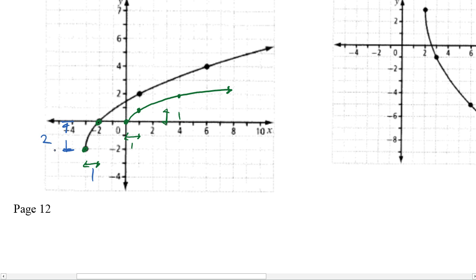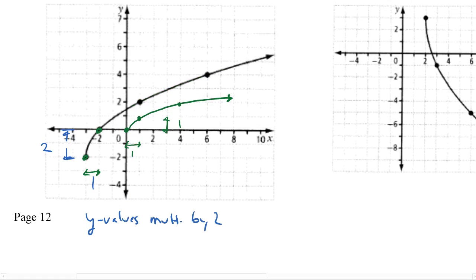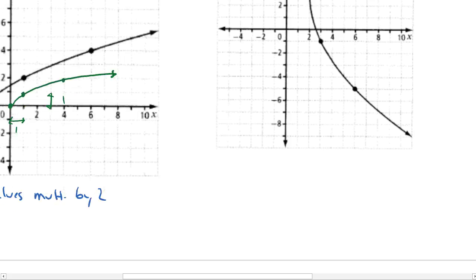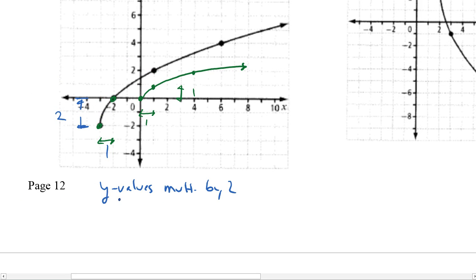So in other words, what happened? My y values have been multiplied by a 2. And in all this stuff here, what is the thing that multiplies the y values? It's the a, right? So in other words, therefore, a is equal to 2. Okay, so that's the first thing we'll look at.